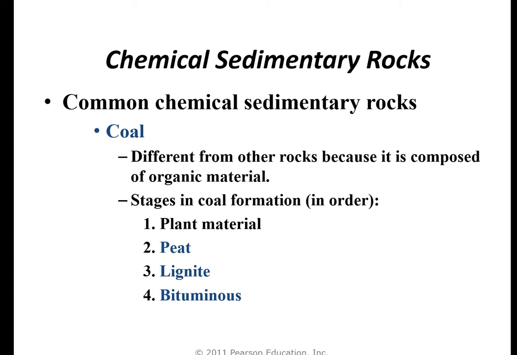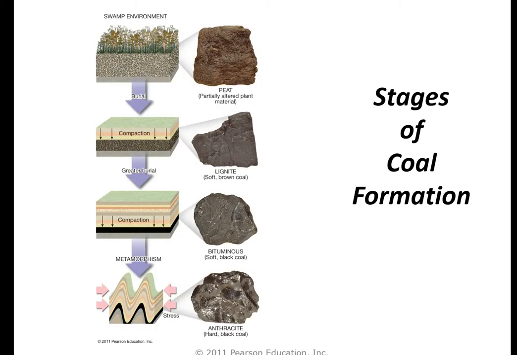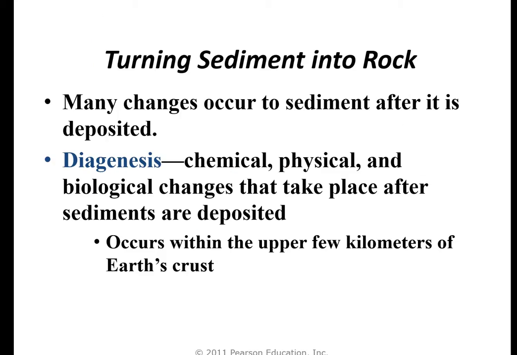Another common chemical sedimentary rock is coal. It's different from the other rocks because it is composed of organic material, and there is a finite amount of coal in the world. And so the various stages of coal formation include the plant material itself. It dies and starts to decompose and become peat, and then lignite and bituminous. And we see that here, and this is in your book.